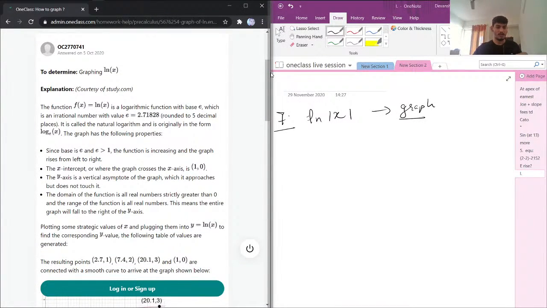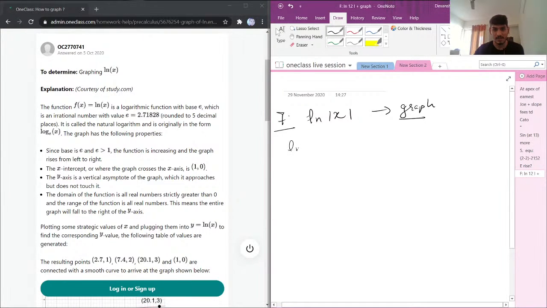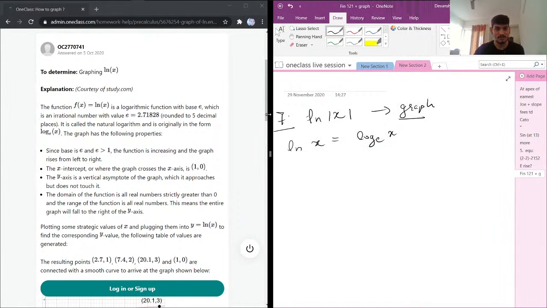Graphing ln of x, to find the function f of x is a logarithmic function with base e, which is an irrational number with a value equal to 2.71828, rounded to 5 decimal places. It is called the natural logarithm and is originally in the form of log base e of x. So yeah, correct. So ln of x is originally written as log base e of x, but we don't write it as log base e of x.